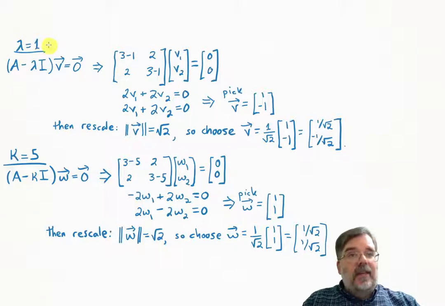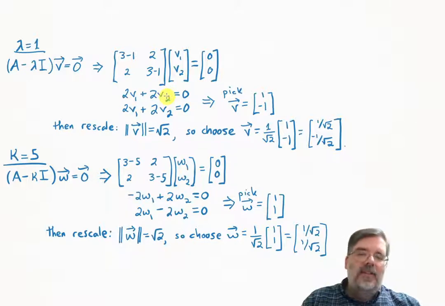For the first eigenvalue, lambda equals 1, subtract that from these entries, convert to the system of equations. In this case, they're literally the same equation. So you can pick whatever you want for V1 and V2. Pick some easy numbers. I picked V1 equals 1, V2 equals negative 1. It satisfies these equations. This is an eigenvector.